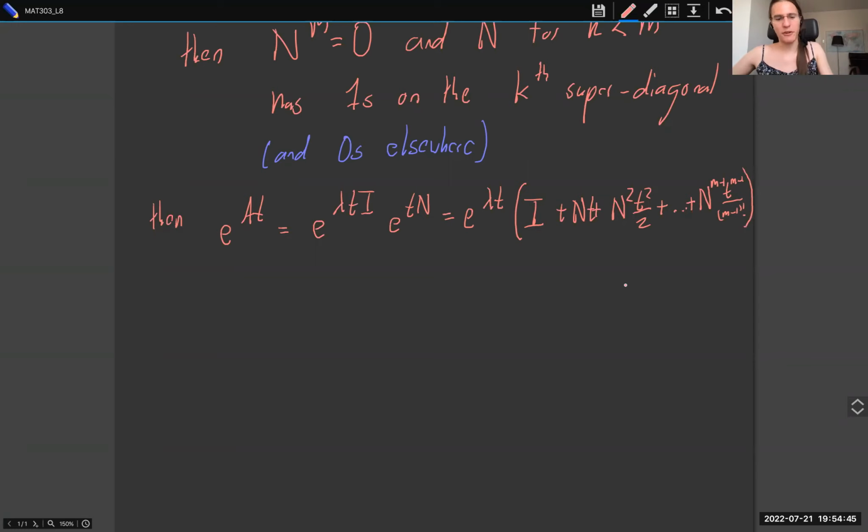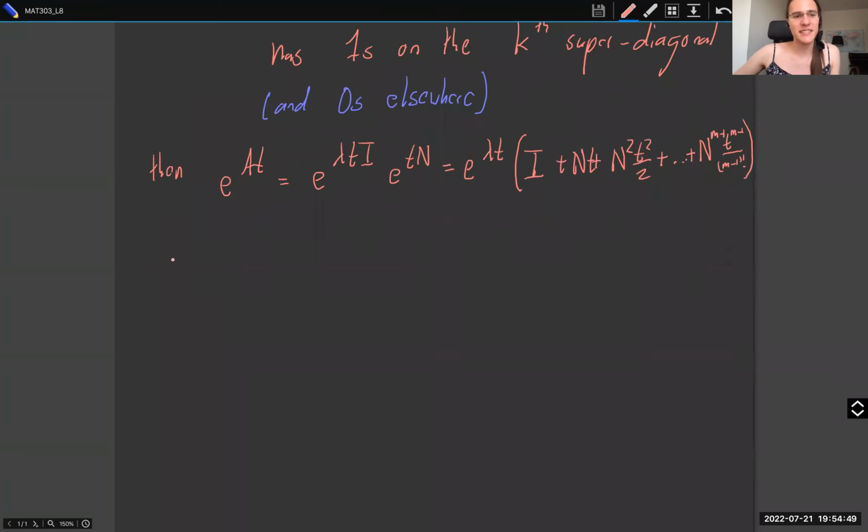A bit squished, but whatever. Okay, so that is e to the At. It can also be written in this pattern. So once here, then this is n, so it's just on the super diagonal, we have t. On the second super diagonal, we have t squared over 2, all the way up to t to the m minus 1 over m minus 1 factorial.